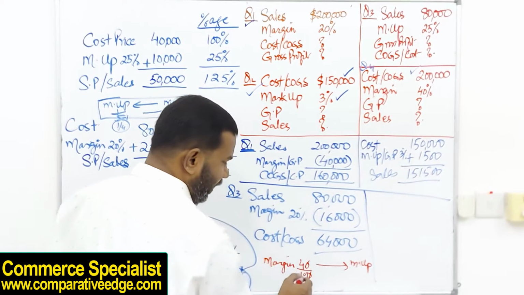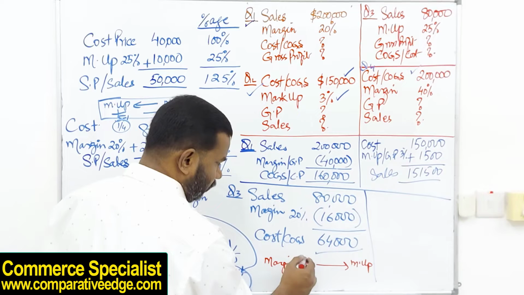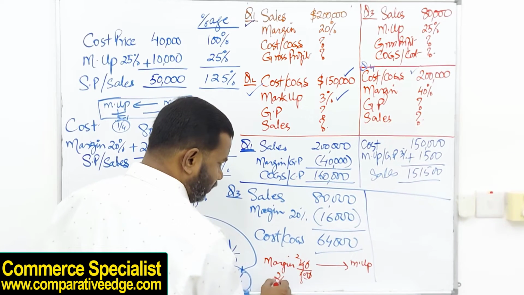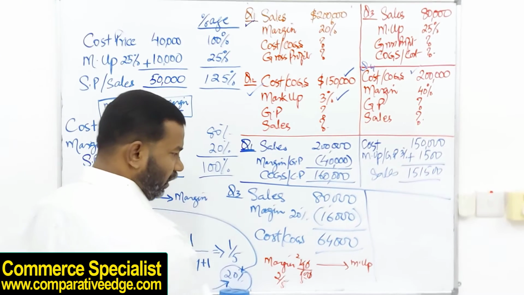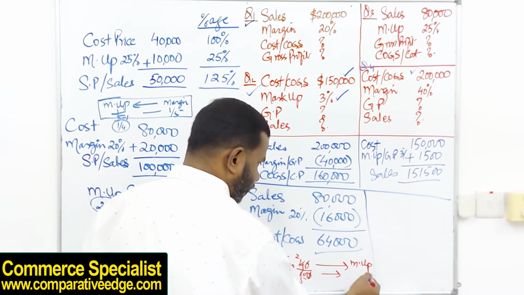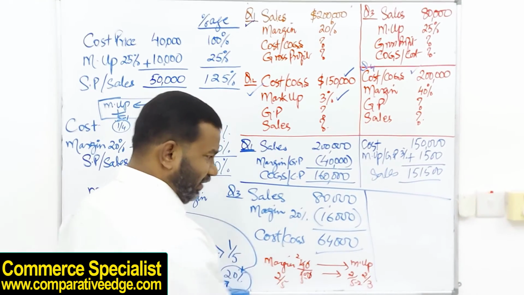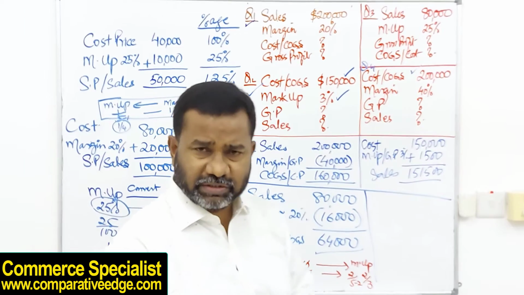Okay, you can simplify. 2 2s are 4, 2 5s are 10. So margin is actually 2 upon 5. If you want to convert it to markup, it will be 2 upon 5 minus 2, so it will be 2 upon 3. And I think 2 upon 3 is 66.66%.